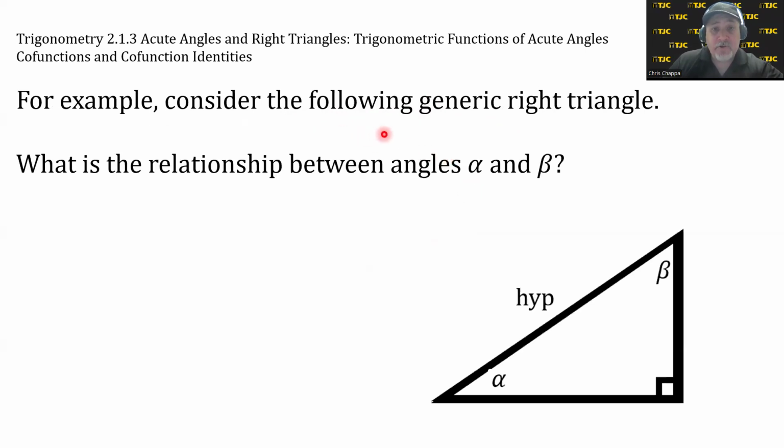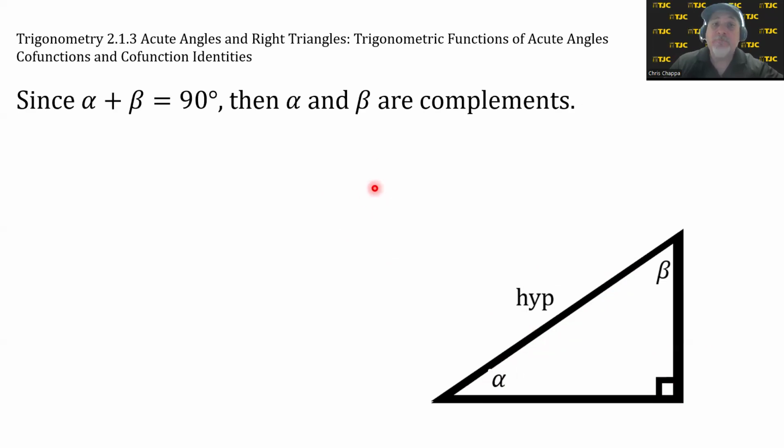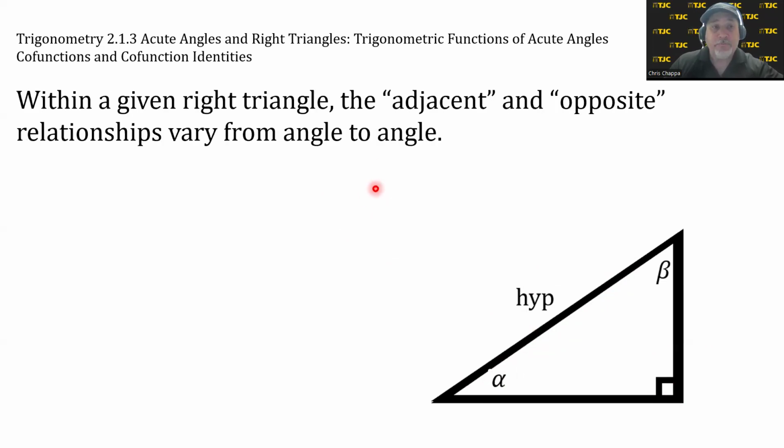For example, consider the following generic right triangle where we have a hypotenuse and two angles alpha and beta. What is the relationship between angles alpha and beta? Well, because the sum of all three angle measures was 180 degrees, and the right angle accounts for 90 degrees, the other two have a sum of 90 degrees, alpha and beta. In other words, the two non-right angles in a right triangle are complements because their sum is 90 degrees.